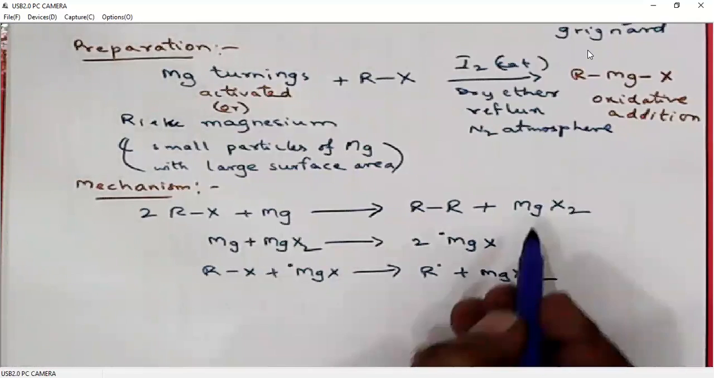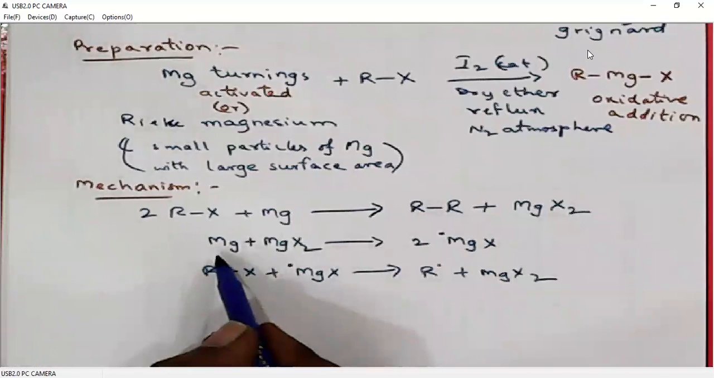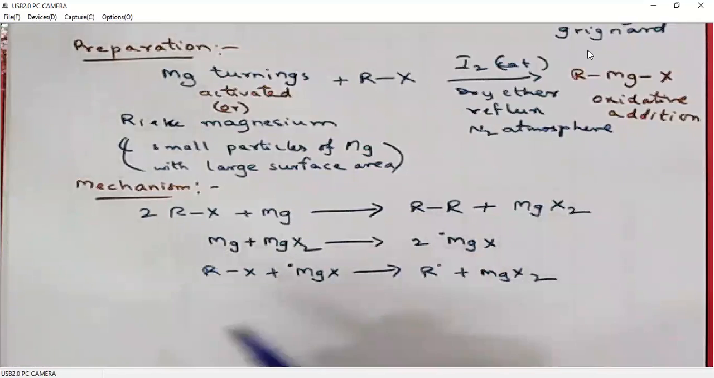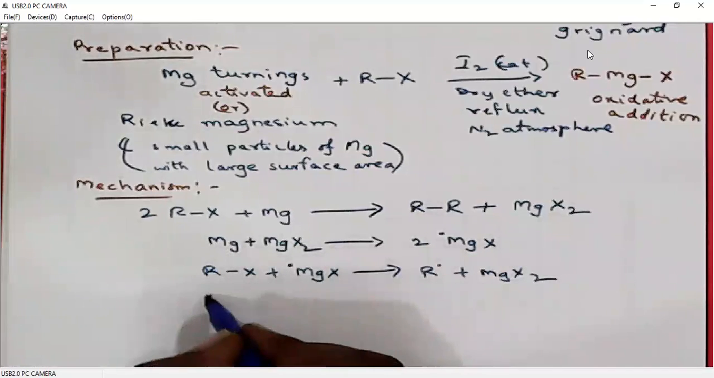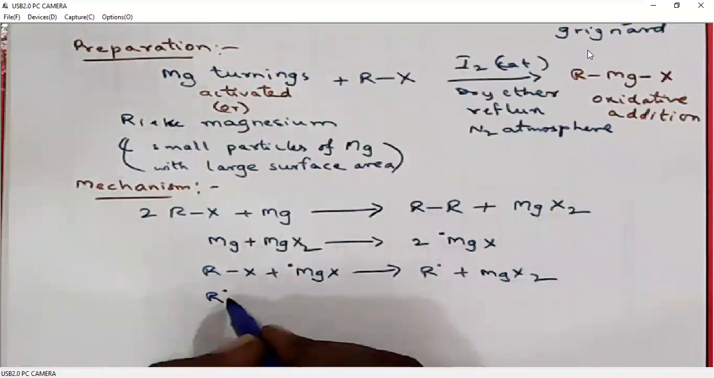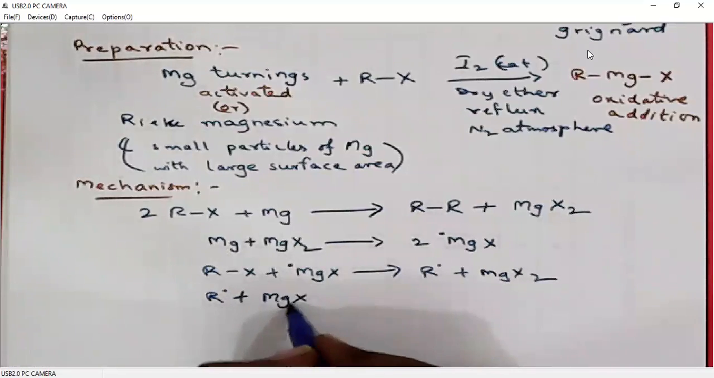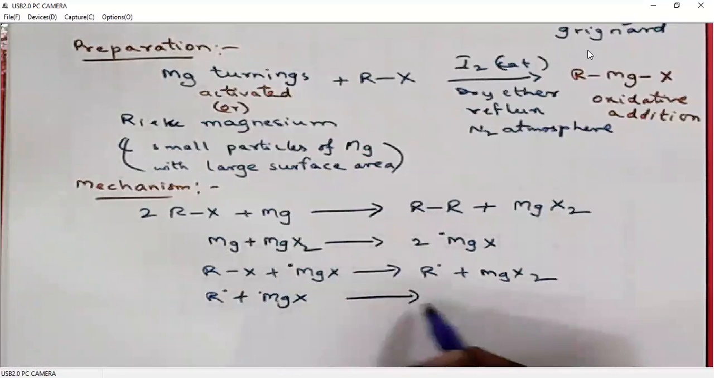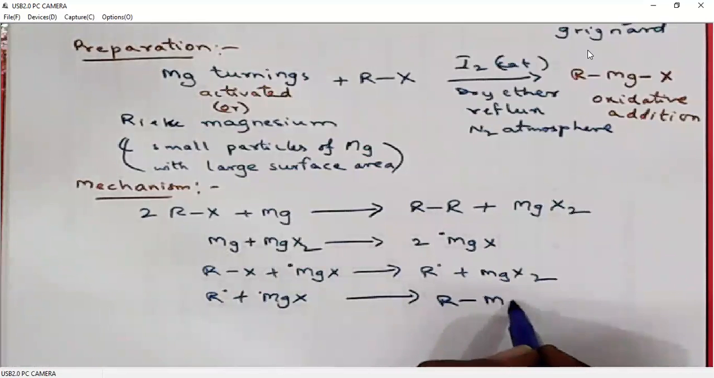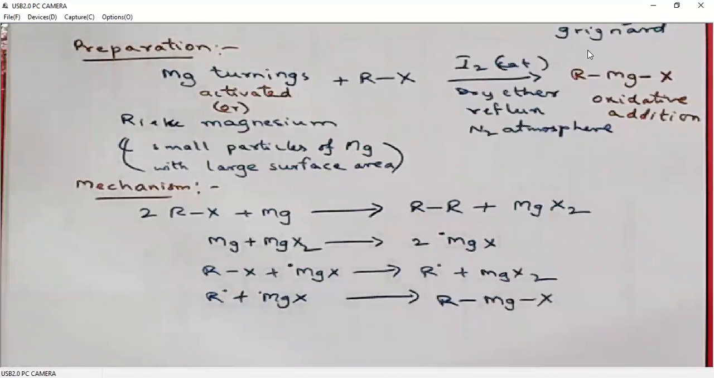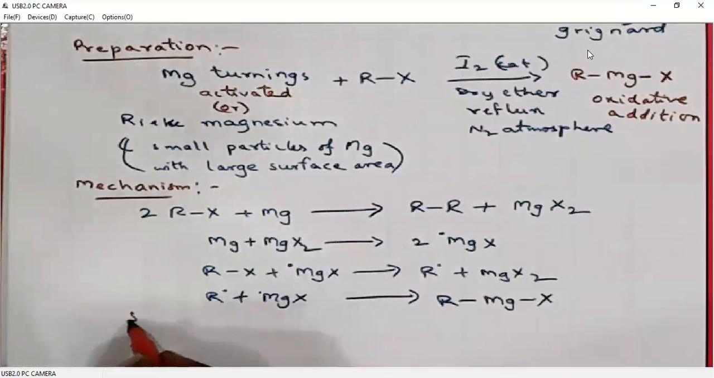This MgX2 again will be involved in a reaction with magnesium and generate an MgX radical. The generated R radical and the remaining MgX radical: out of the two, one is reacted here, another one is there. These two will combine to give the Grignard reagent.